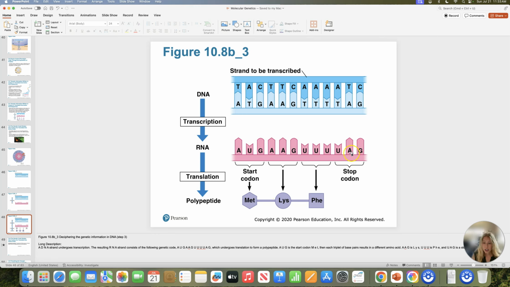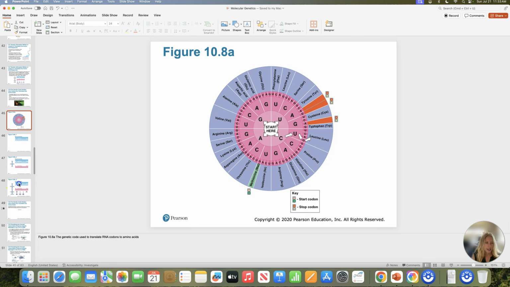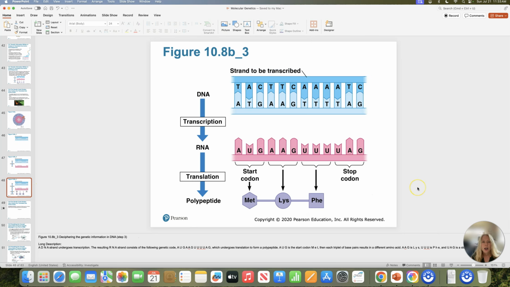Our final codon is UAG, which they're saying is a stop codon. Let's double check that. UAG, that does give us a stop codon. So that signals the end of translation. So this illustrates how information in DNA is transcribed to RNA, and then those three-letter codons in RNA are translated into amino acid polypeptides using the genetic code.